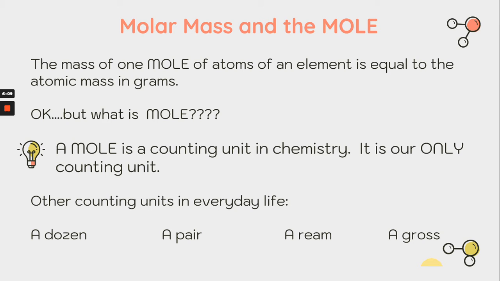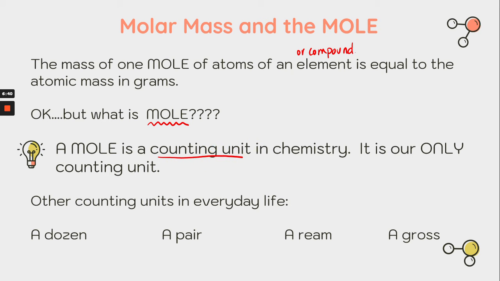Okay, so the mass of 1 mole of atoms of an element, I should say compound, is equal to the atomic mass in grams. Now, that is, again, another definition, but the bigger question is, that's all well and good, but what the heck is a mole, right? Well, a mole is the big important thing in chemistry. A mole is what is called a counting unit.